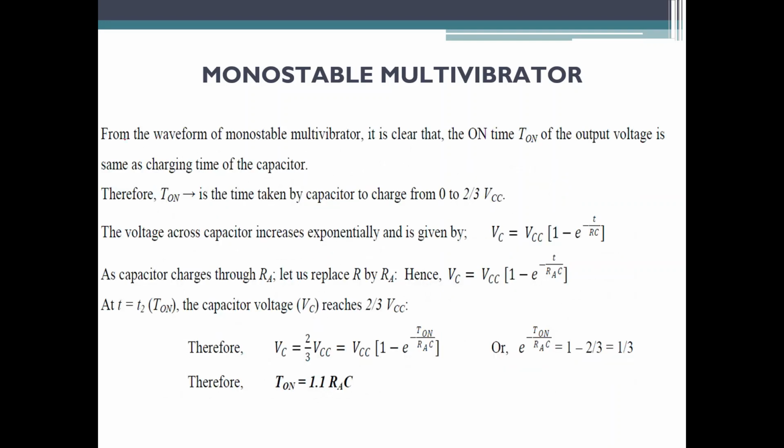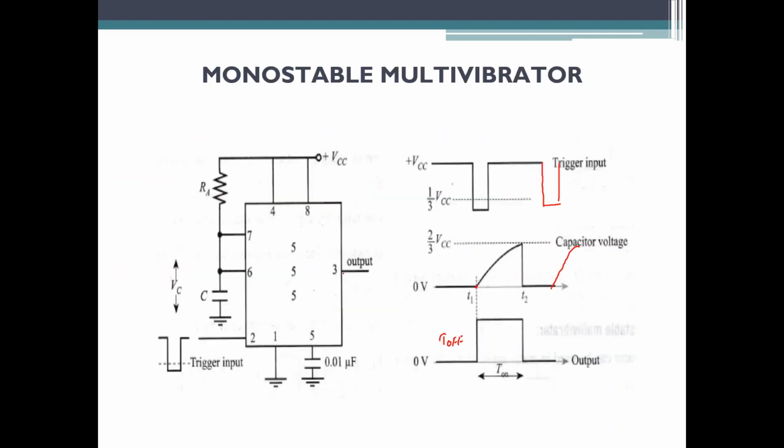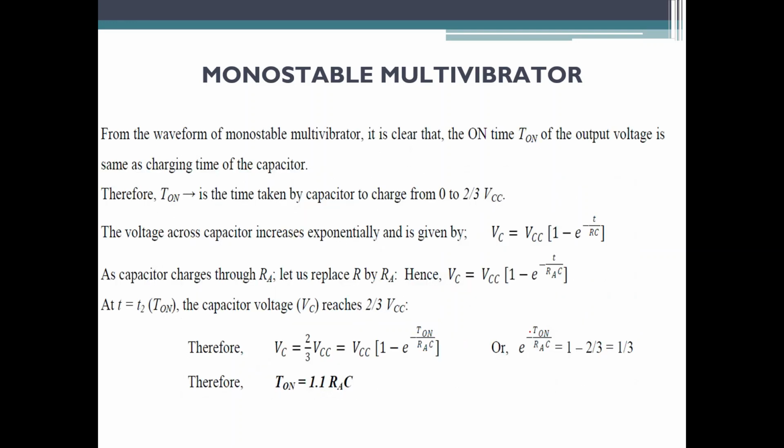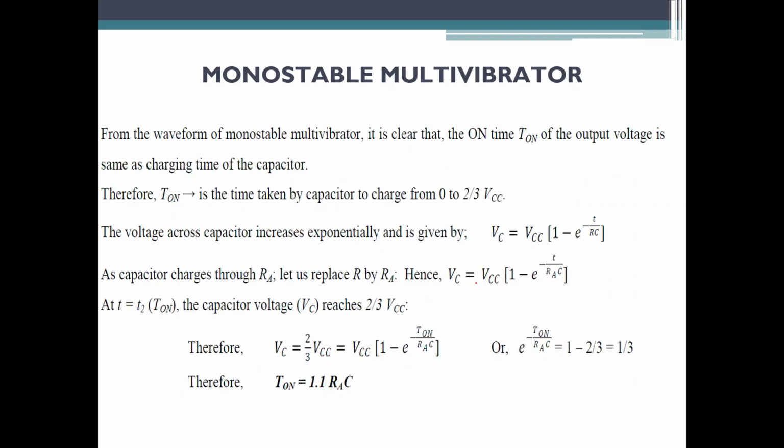See, the derivation is given here. From the waveform of the monostable multivibrator, it is clear that the on time T on of the output voltage is the same as the charging time of the capacitor. Yes, obviously, right? When the capacitor starts charging, the output goes high and it will remain high until it starts to discharge. By the time it starts to discharge, it is off. And therefore, the T on time is the time taken by the capacitor to charge from 0 to 2 by 3 VCC. So this is your 0, this is your 2 by 3 VCC. Whatever time is taken by the capacitor to charge to 2 by 3 VCC is nothing but the on time of your monostable multivibrator.